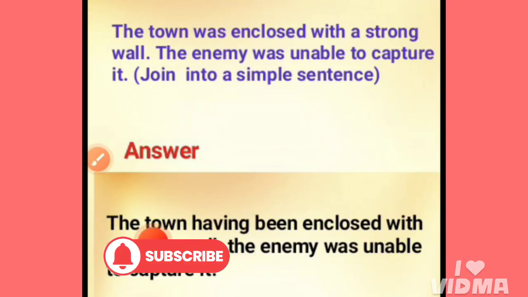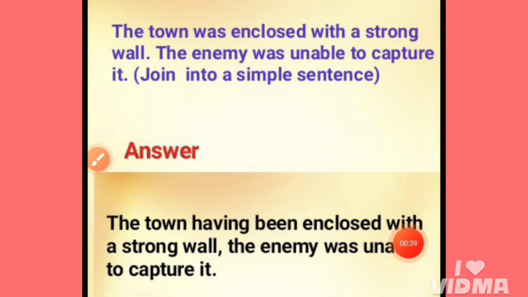Look at the answer. The town having been enclosed with a strong wall, the enemy was unable to capture it. We have used here nominative absolute to make it a simple sentence. The town having been enclosed with a strong wall. We have used nominative absolute here, and thus the sentence has been joined into a simple sentence.